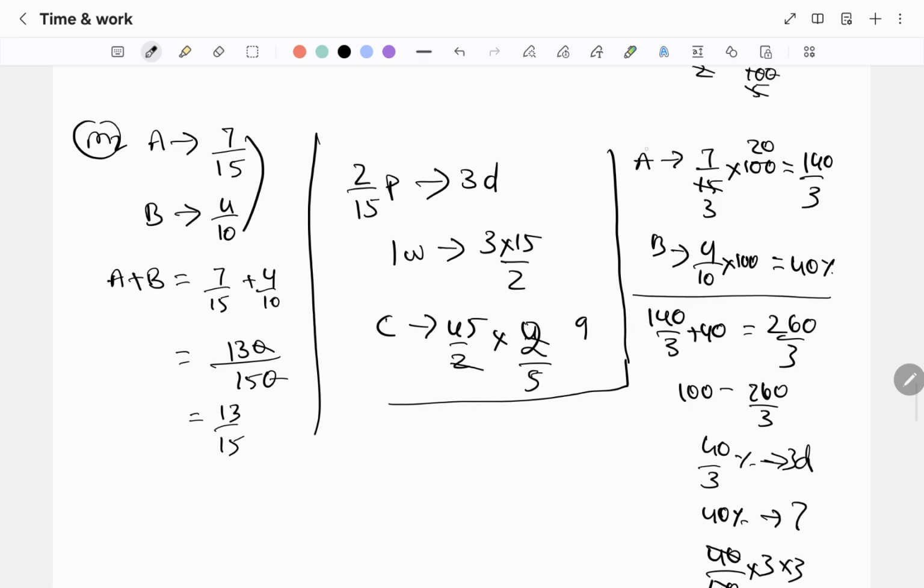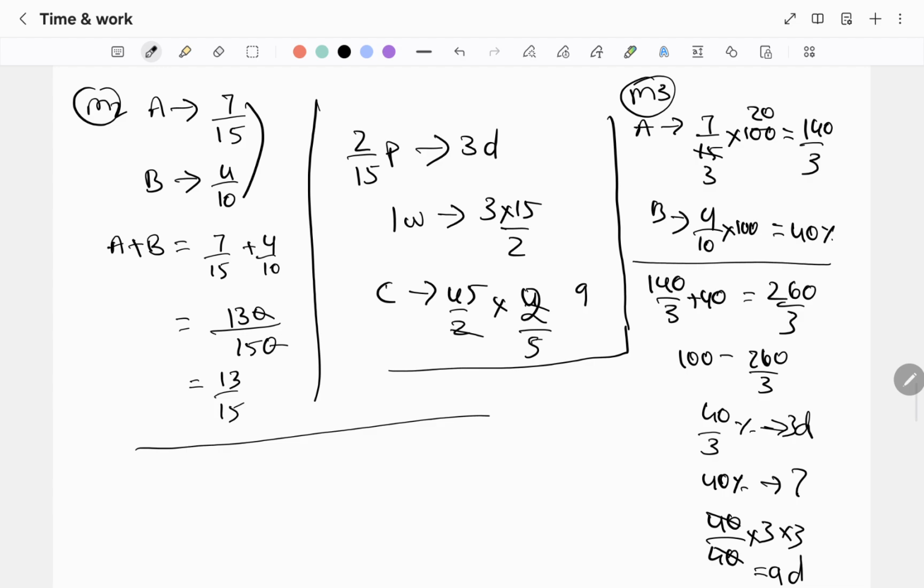I think the third method is easy. But if you understand method 2, then method 3 becomes very easy. We did it for percentage. 7 by 15 means what percentage? 140 by 3. Then 4 by 10 means 40%. If you add both, we get 260 by 3. Out of 100, if you remove 260 by 3, then 40 by 3 remains. C has to do it. C worked for 3 days. So 40 by 3 percent C can do in 3 days, so for 100% there is no need to calculate. Directly go for 40%.